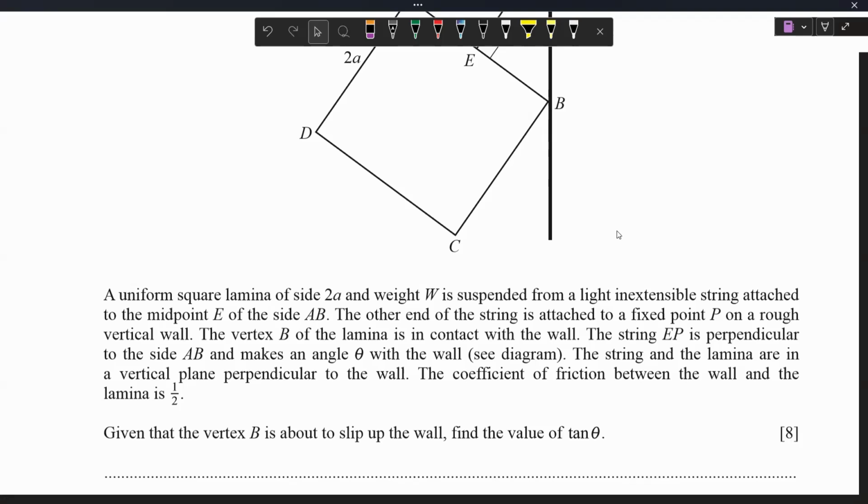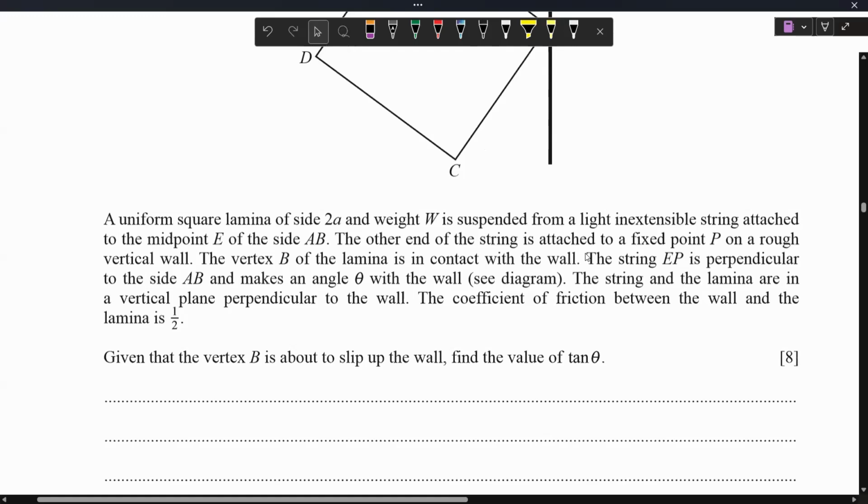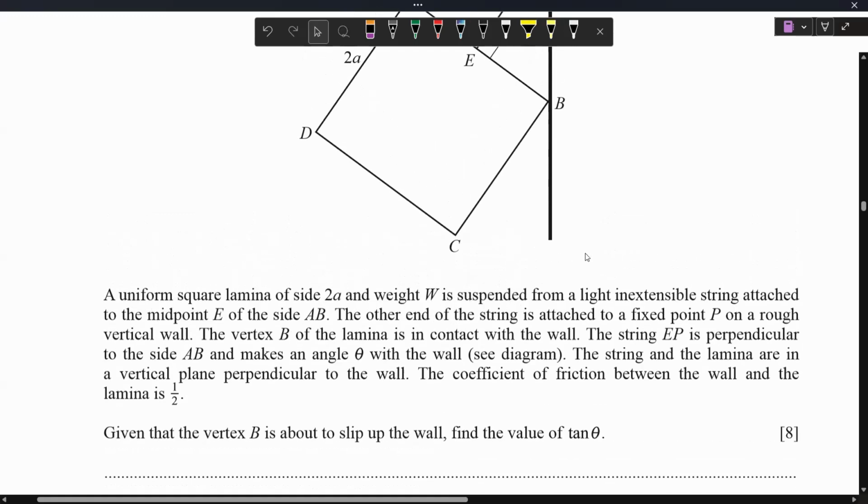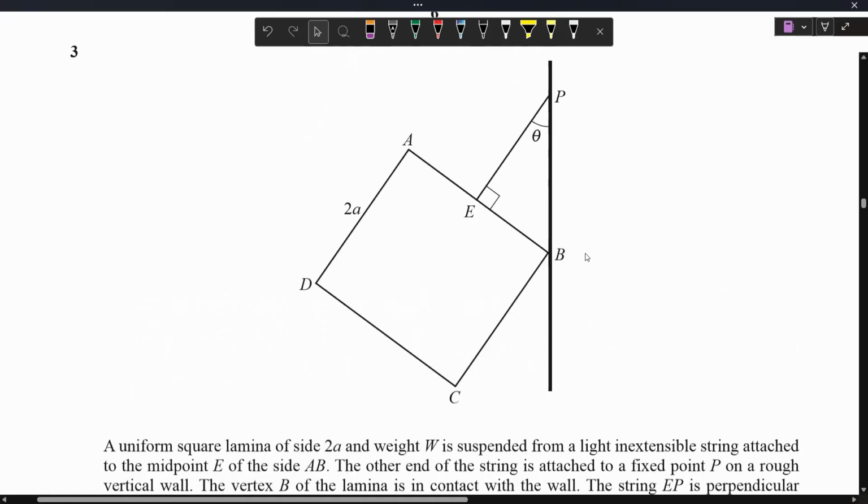The string and the lamina are in a vertical plane perpendicular to the wall, and the coefficient of friction between the wall and the lamina is a half. Given that the vertex B is about to slip up the wall, find the value of tan theta. All right, so we're going to start by taking into account all the forces that are at play.